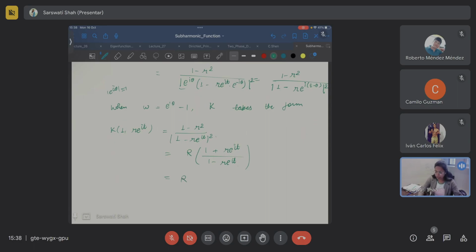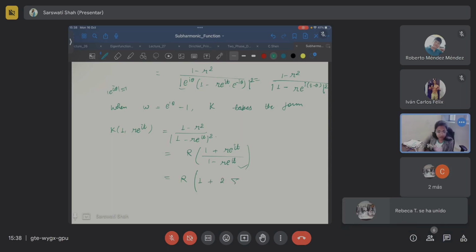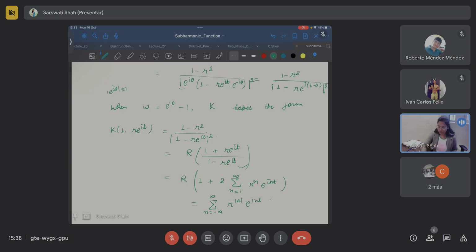And if we take the expansion of this series, then it is basically the sum of the series 1 plus 2 summation n varying from 1 to infinity r to the power n e to the power i n t. You can also write summation n varying from minus infinity to infinity r modulus of n e to the power i n t. It is a more complex thing, you can just ignore this. Don't focus on this part.